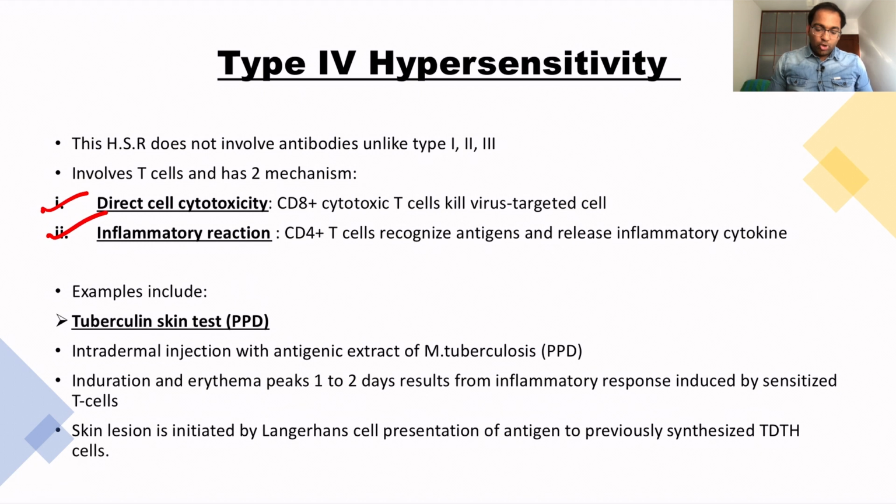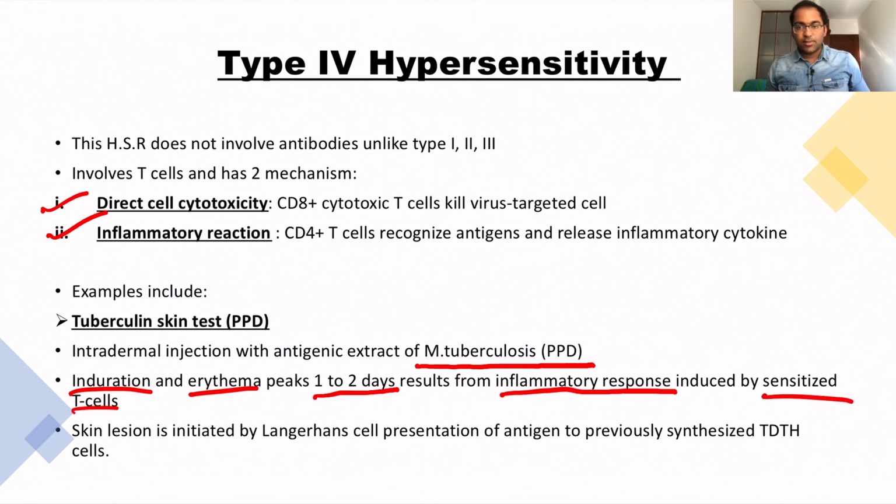The examples include tuberculin skin test, which is PPD. Intradermal injection with antigenic extract of Mycobacterium tuberculosis is given to the patient. Now, induration means skin thickness, right? So skin thickness and redness of the skin or erythema peaks at 1 to 2 days. That results from inflammatory response induced by sensitized T cells.